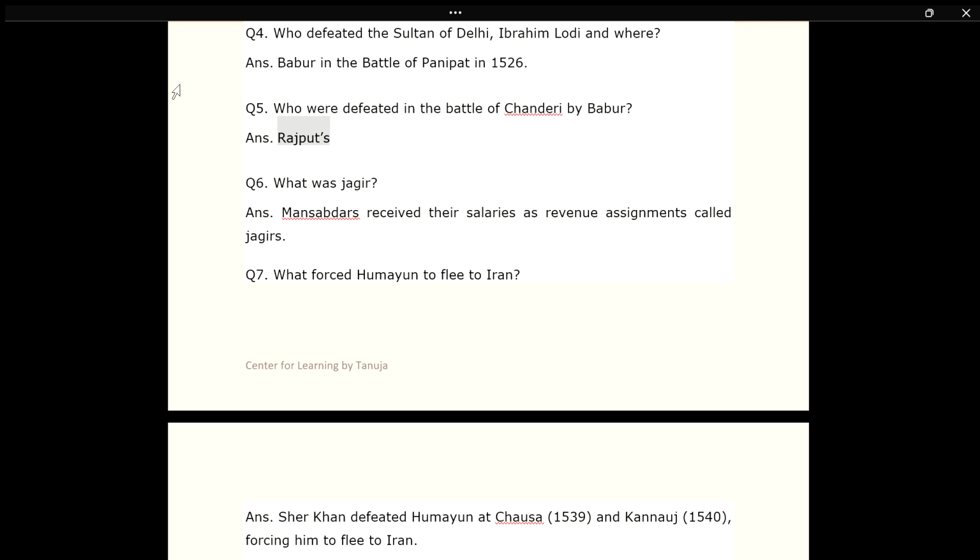Ans. Rajputs. Q6. What was Jagir? Ans. Mansabdars received their salaries as revenue assignments called Jagirs. Q7. What forced Humayun to flee to Iran? Ans. Sher Khan defeated Humayun at Chausa, 1539, and Kannauj, 1540, forcing him to flee to Iran.